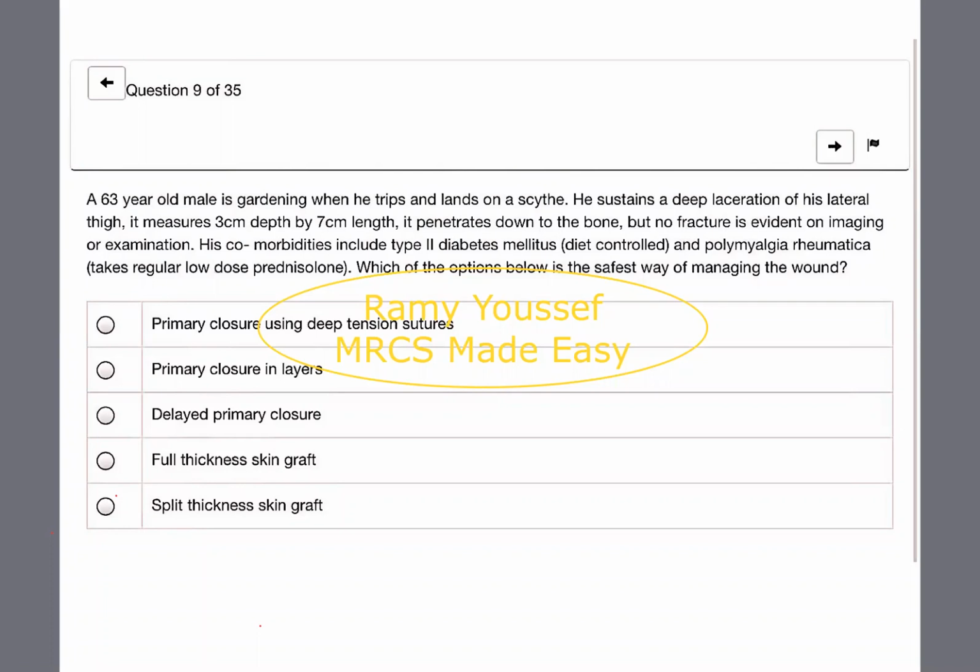Primary closure using deep tension sutures. Primary closure in layers. Delayed primary closure. Full thickness skin graft. Split thickness skin graft. I think primary closure in layers. B.